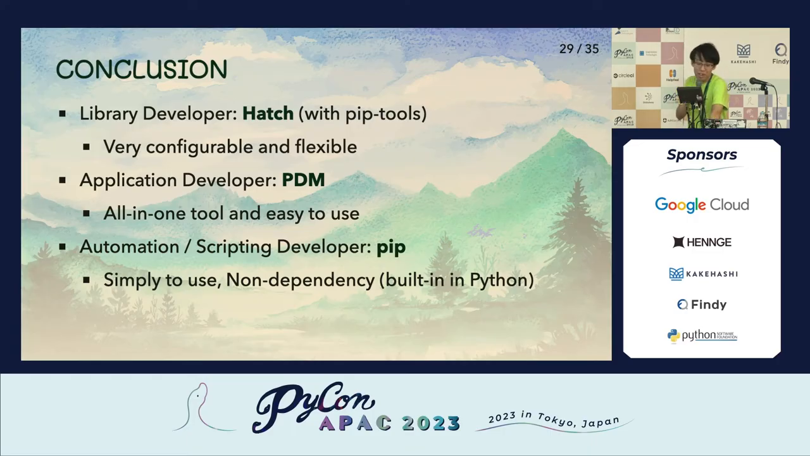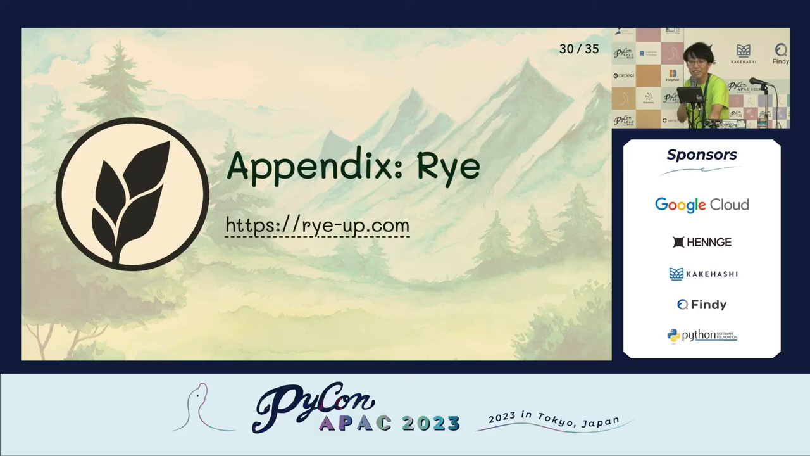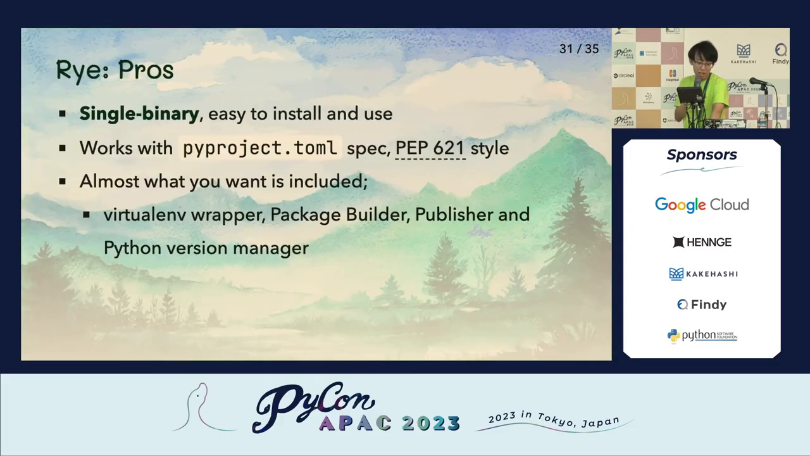Okay, the main section is over, and the appendix. It's a summary, in my opinion, written last half year by Armin Ronacher, known as mitsuhiko, who is famous for Flask, Jinja2, Click, and more.